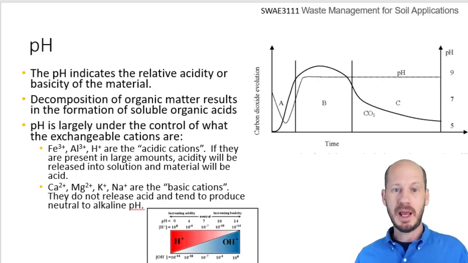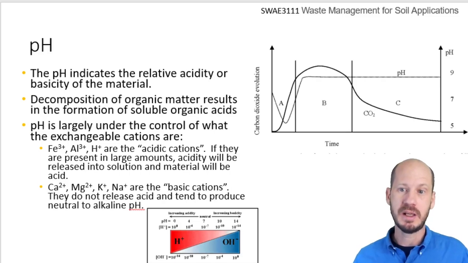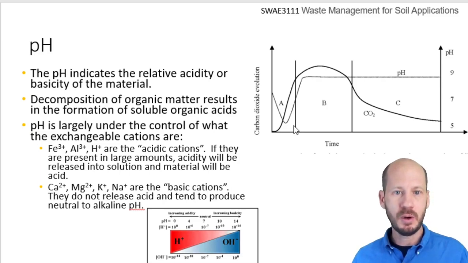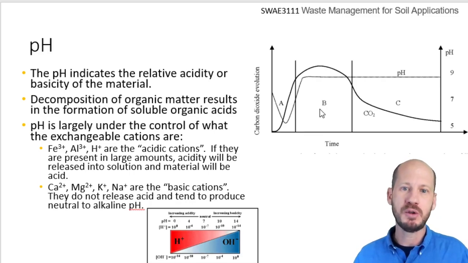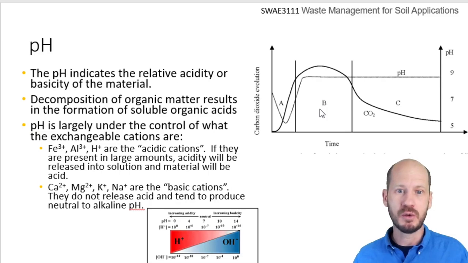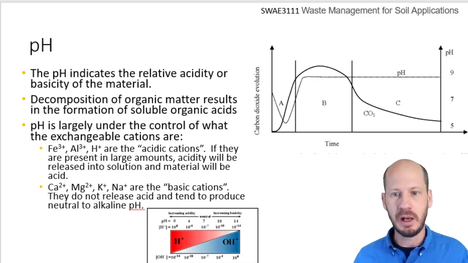And what usually happens in a hot compost process is that the pH goes down at the start of the process, where the initial decomposition of the organic matter releases a lot of organic acids. With this release of organic acids, there are also a lot of protons coming out, so the concentration of hydrogen goes up and pH goes down. So pH is an inverse log scale, as you see here on the bottom.